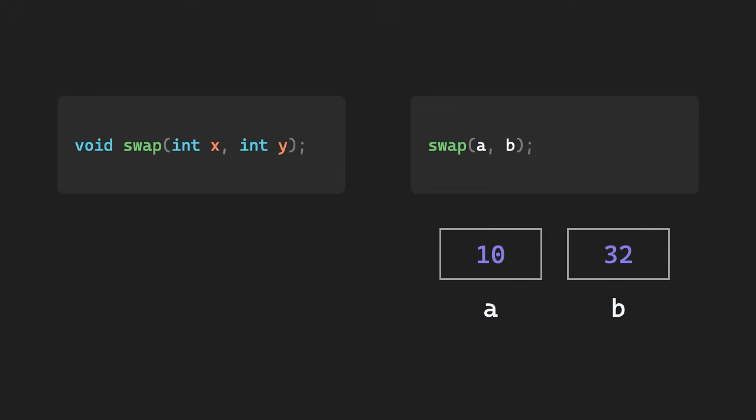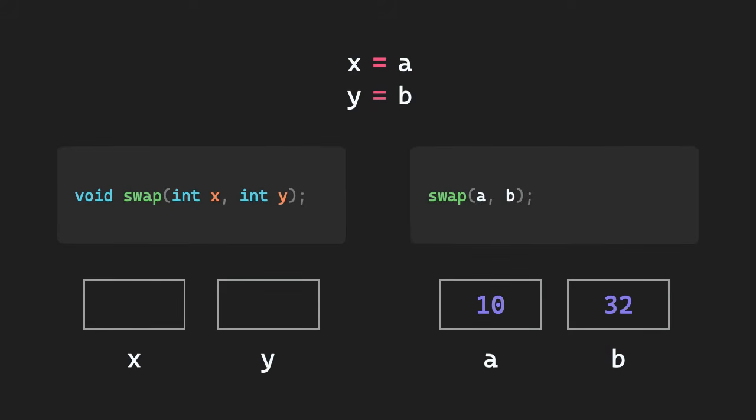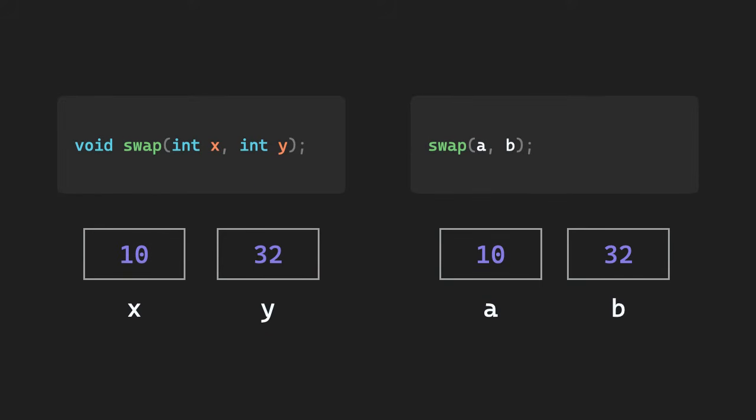which means the function swap should have two int parameters. So whenever swap is called, there will be two ints x and y created in memory, and behind the scenes the arguments are assigned to the respective parameters. So A will be assigned to x and B will be assigned to y. This is the case with every function call. Arguments are always assigned to the positionally respective parameters. So x will be 10 and y will be 32.